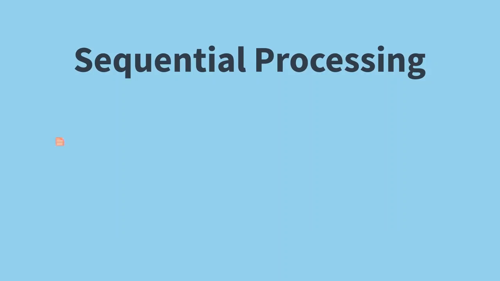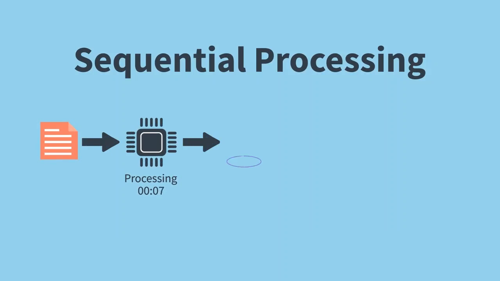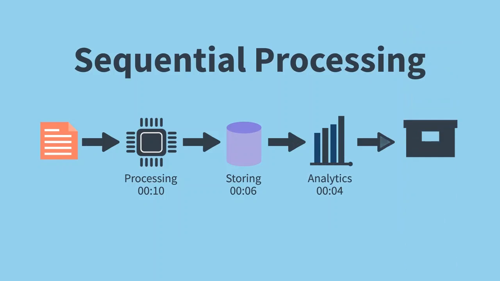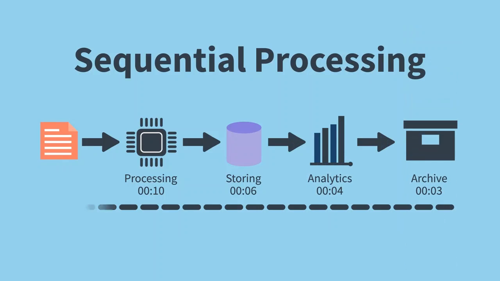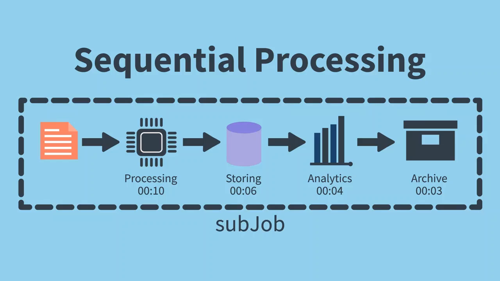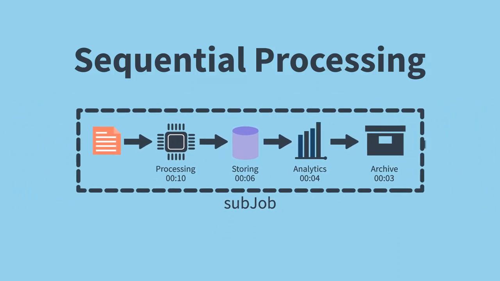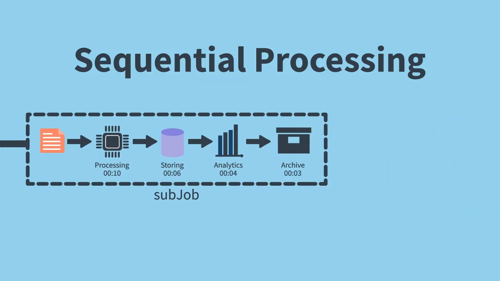With sequential processing, subjobs in a job are executed in a linear fashion. This means that the first subjob must complete its execution before the next subjob can begin. Typically, you design jobs to run sequentially when the output of one subjob is required as an input for another subjob. This is considered synchronous computing.